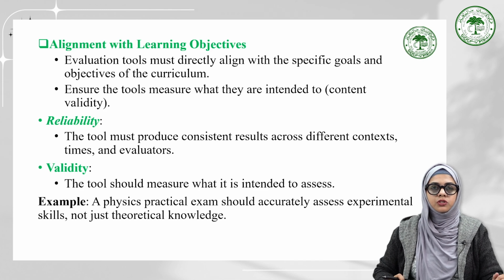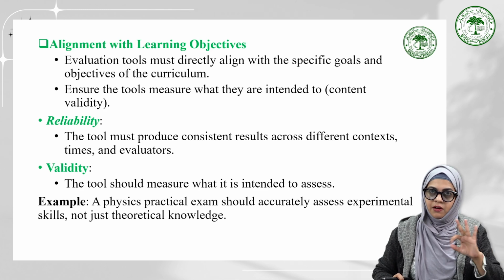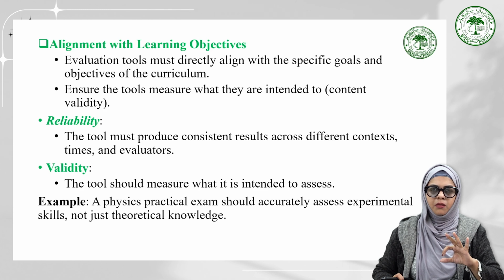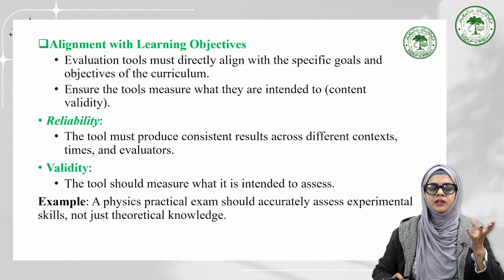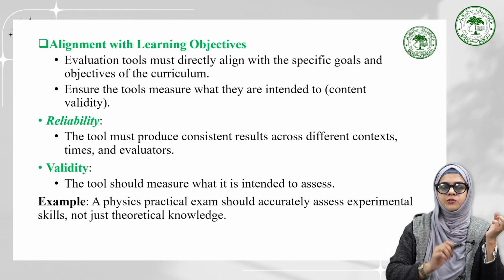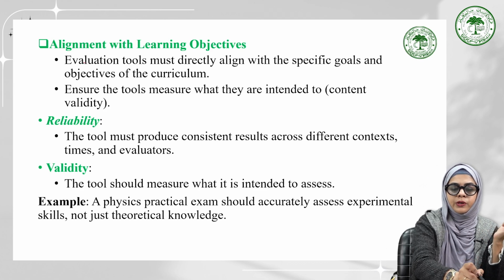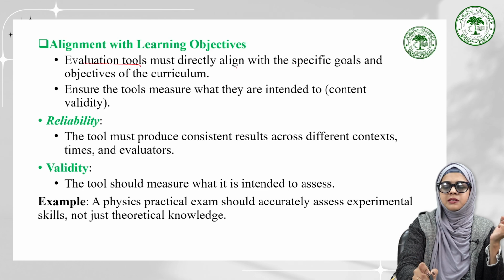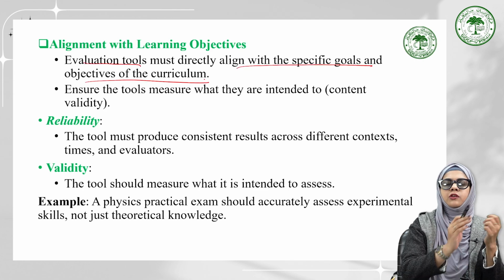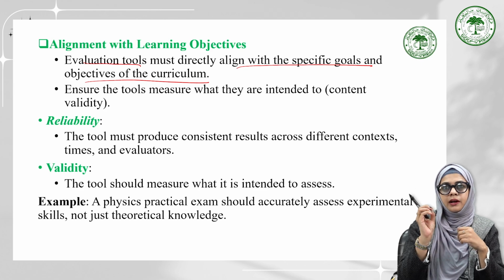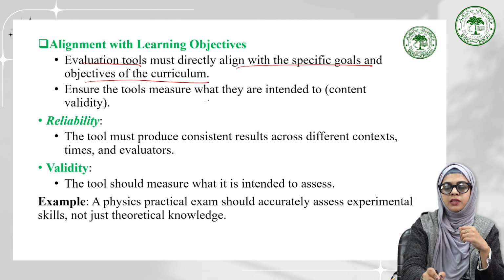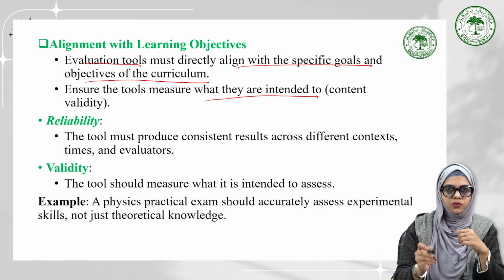Now coming to the three types, what other criteria can determine the evaluation process? So first, it should be aligned with the learning objectives. So whatever evaluation tool that you use must align with the specific goals and objectives of that curriculum. And it should ensure that the tool measures what it intends to measure, which is the content validity.